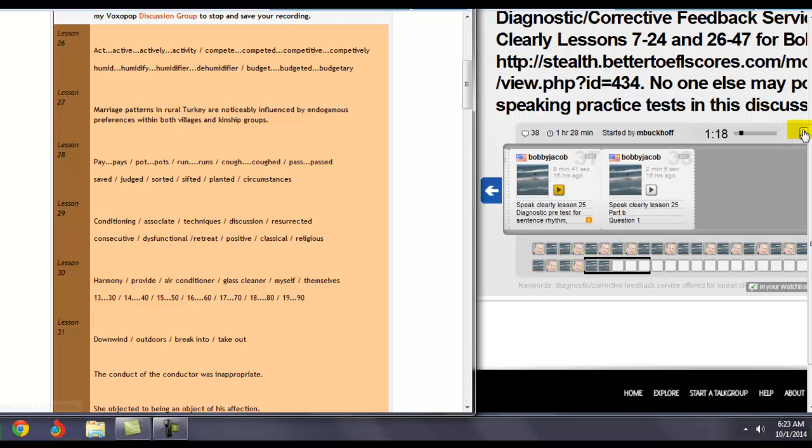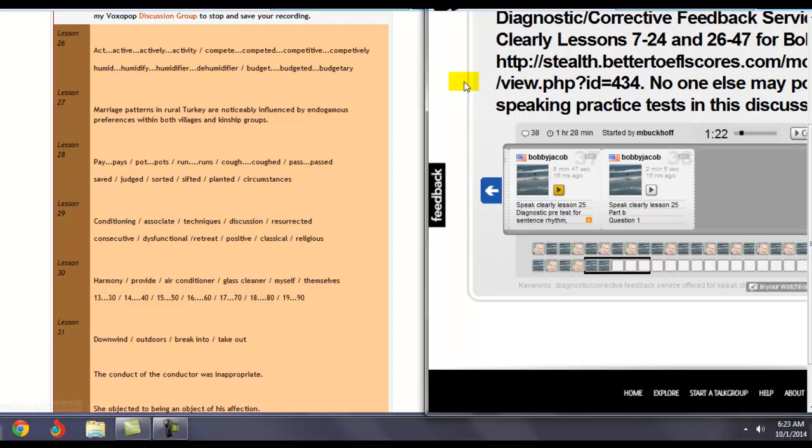Sorted, sifted, planted, circumstances. So the one thing here you want to pay attention to is the S. The S after a consonant, a voiced consonant, is going to be more like a Z. So if I say pays, runs, but then I'm going to say pots, because the T is a voiceless consonant, so then the S will sound like an S. Okay, let's keep going.